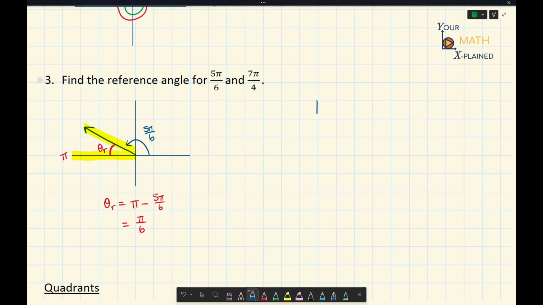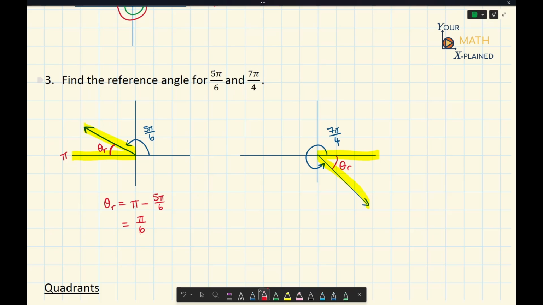Let's go ahead and draw our next angle. So our angle in standard position is 7 pi over 4. Now 7 pi over 4 is going to be down here. So this is our angle in standard position, which is 7 pi over 4. Now our reference angle is the angle formed by this terminal arm and the x-axis, such that the angle is going to be acute. So in this case, it will be with the positive x-axis. So our reference angle is this one right over here.